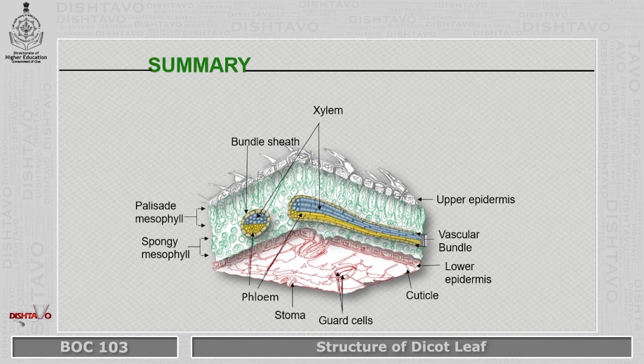Let us summarize the entire concept now. When we take a section of a dicot leaf, we get the following layers. The upper epidermis consisting of a thin layer of cuticle and the trichomes. The middle layer, which is called the mesophyll, is differentiated into upper palisade and the lower spongy. And the last layer, that is the lower epidermis, consists of stomata and a cuticle.